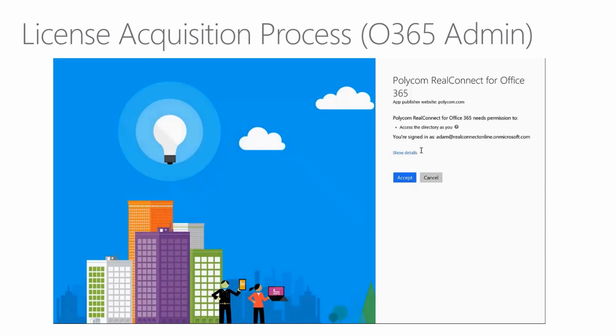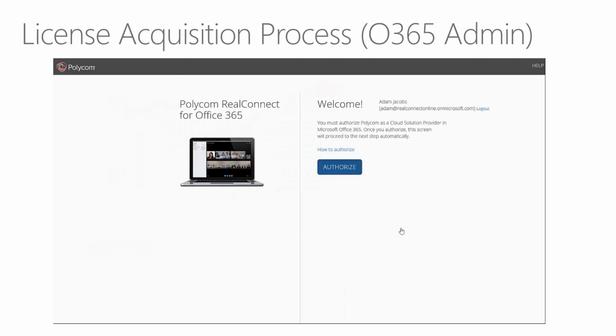Once we've done this, we're then going to be prompted to give Polycom access to our Azure Active Directory. The reason why this is required is so that Polycom can post our tenant string into the Azure Active Directory. And this is referenced when someone schedules a Skype for Business online meeting where they're licensed for the RealConnect for Office 365 solution. So we're going to go ahead and accept that. And this is going to take us to the next part of the process.